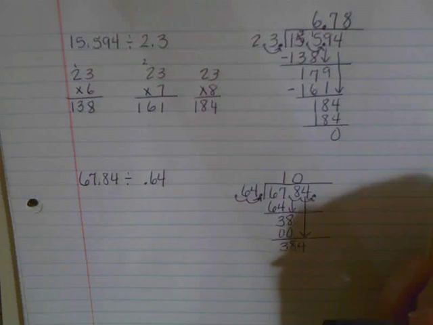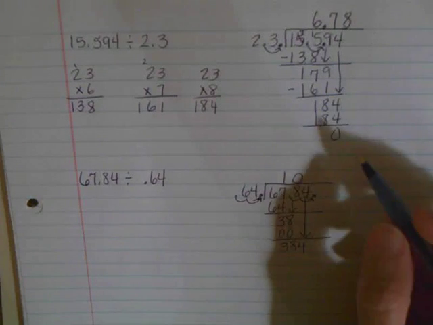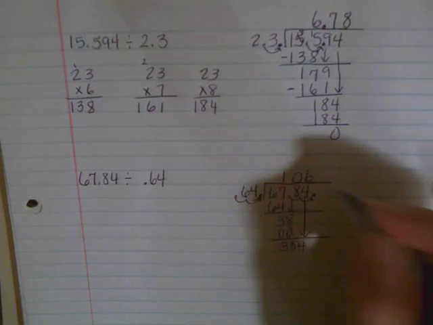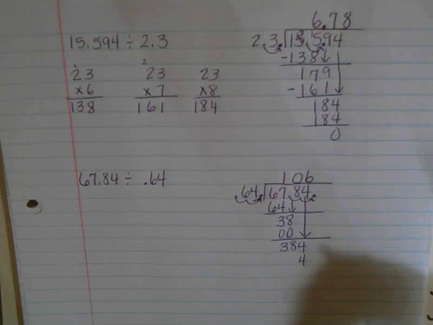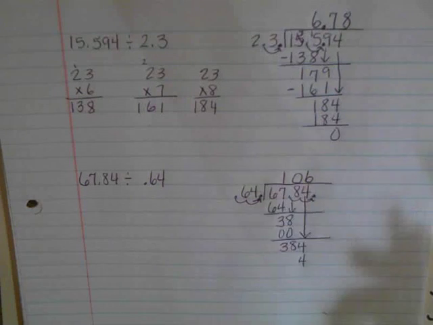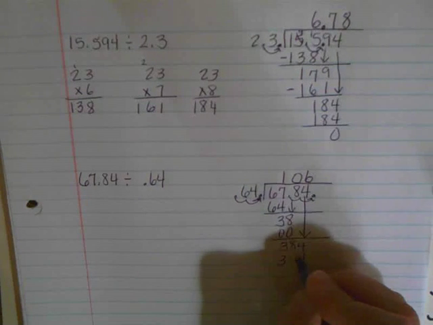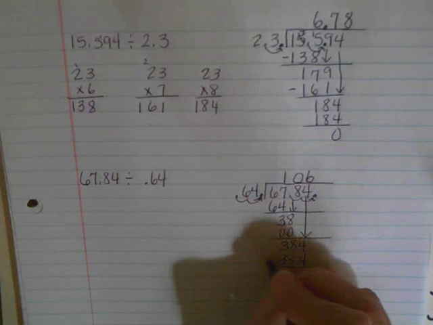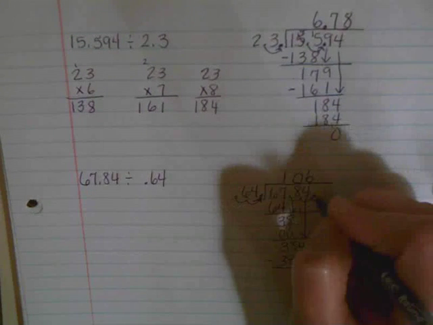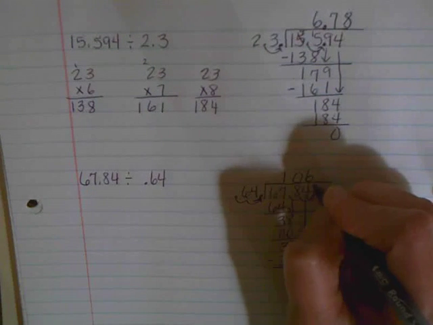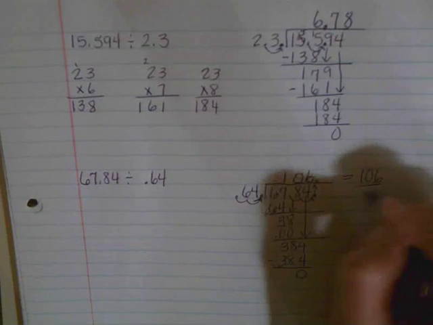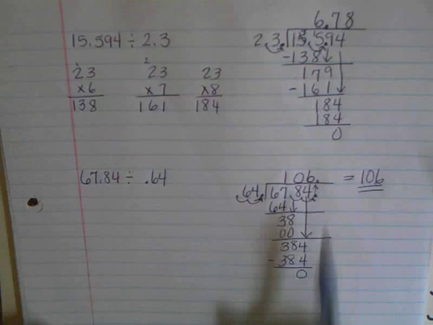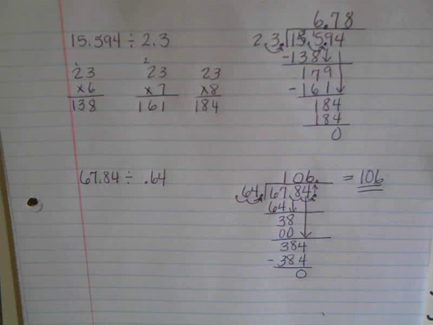And 60 times 6 would be 360. So I'm going to try a 6 up here. 6 times 4 is 24. Carry 2. 6 times 6 is 36, and 2 is 38. So I subtract, and I have a remainder of 0. My decimal point is actually right here at the end. Not necessary to write it. If it's there and this is how you presented your problem, that's fine.